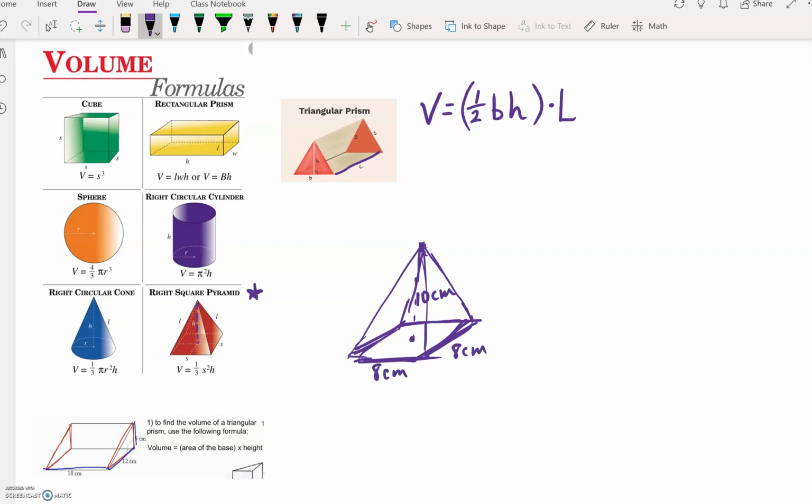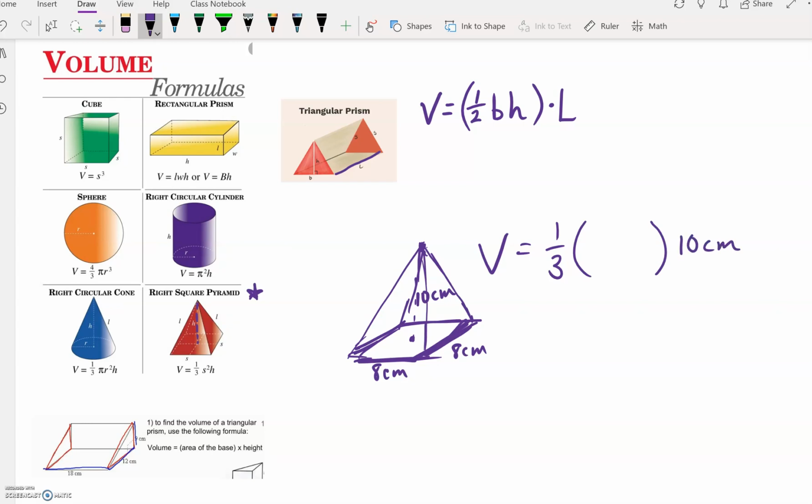One of the things we talked about in one of my other videos is the relationship of things coming to a point, like for a cone or a pyramid: you have to take 1/3 of the area of the base times the height. So the volume formula here is going to be 1/3 the area of my base, and I'll plug those numbers in just a minute, times my height. And my height I know is 10 centimeters.